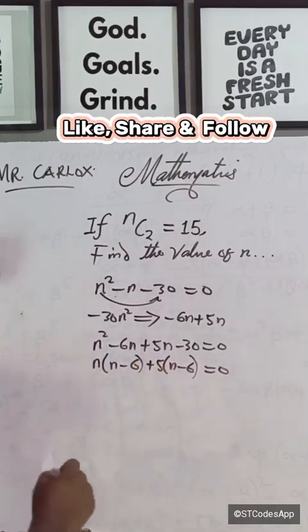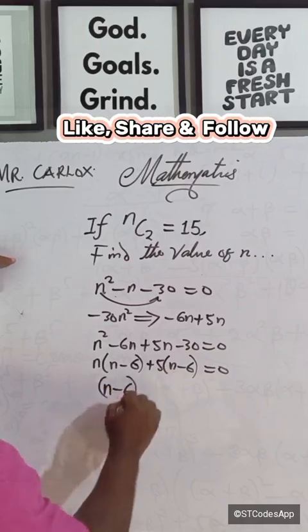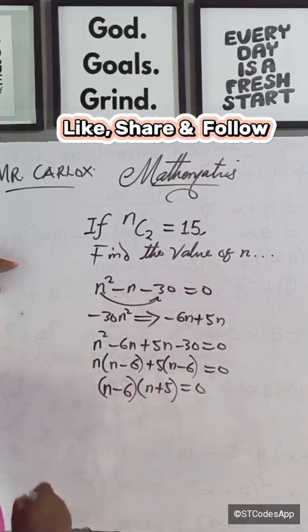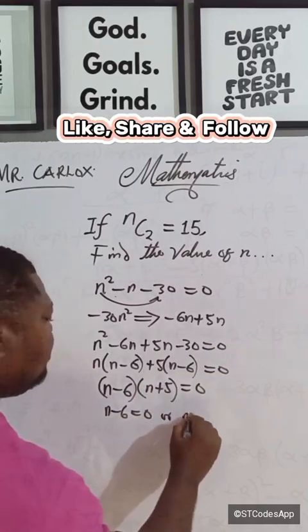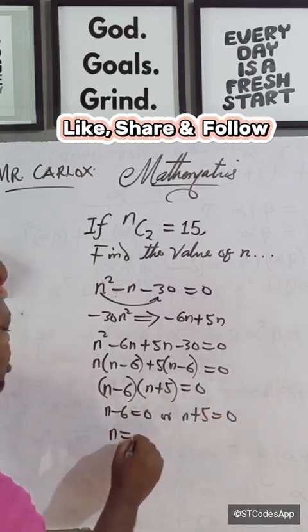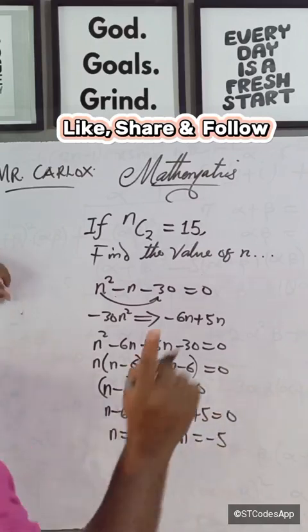Last, factor out this one here. I now have (n minus 6) in brackets, and we're left with (n plus 5) is equal to 0. So we're having n minus 6 is equal to 0, or n plus 5 is equal to 0. So finally we have n is equal to 6, or n is equal to minus 5.